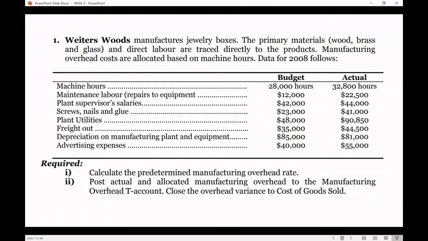So let's look at the costs. Maintenance labor. Will we be using that? Yes, that's one of our overhead costs. Plant supervisor's salary. Yes, that's another that we'll be tabulating to find total estimated overheads. Screws, nails, and glue. Yes, that's another one. Plant utilities.